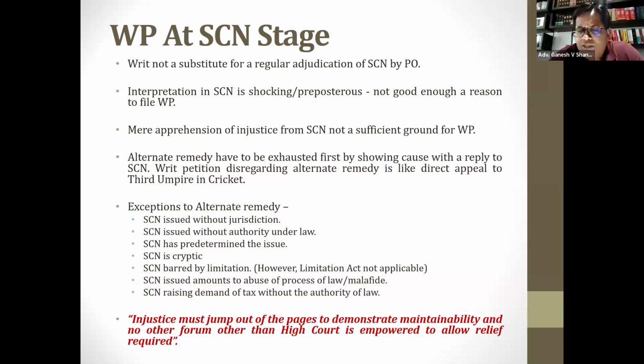Raising demand for tax without authority of law. I think the earlier second bullet point was on the SCN per se. This is on the demand. He has got power to issue an SCN, but there is no power to demand such taxes from the taxpayer. So this also can be one of the reasons or grounds for going for a writ petition without going for the statutory remedy. So these are only a few of the examples where the alternate remedy can be bypassed and we can approach the High Court directly under 226.